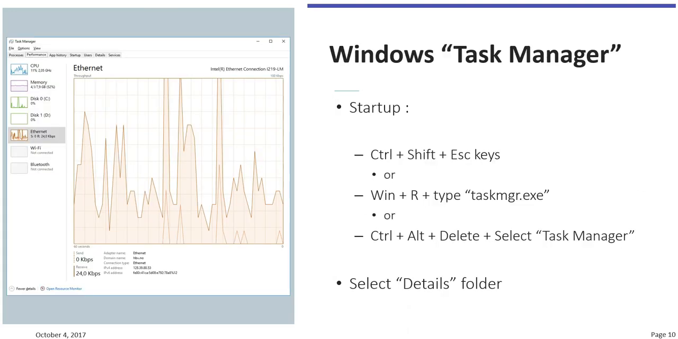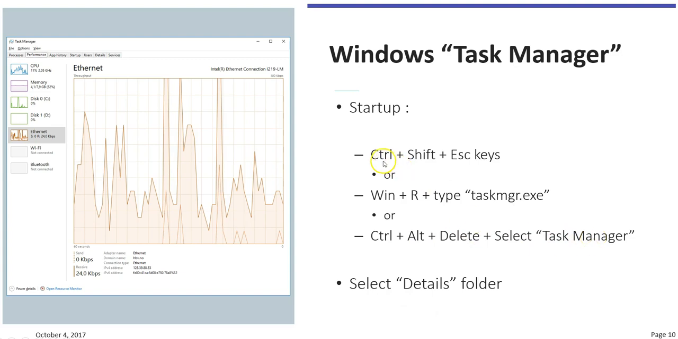Then I will use the Windows Task Manager as an example of the scheduler. We will look a little into the Windows multitasking system. This Task Manager you can start up in 3 different ways. Either use the left Control and Shift button and Escape button, all 3 together, or you can use the Windows key together with the R and then type taskmgr.exe, or you can press Ctrl and Alt and Delete and select Task Manager from the menu.